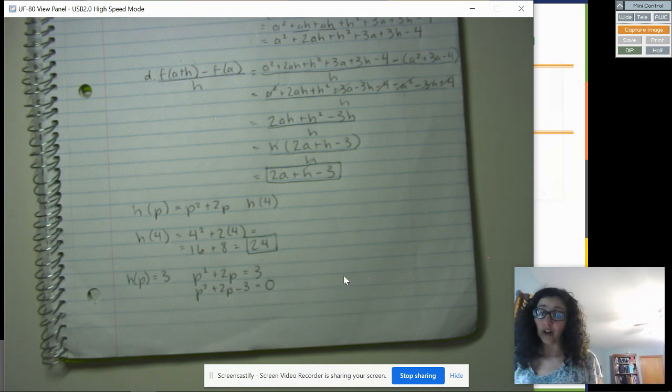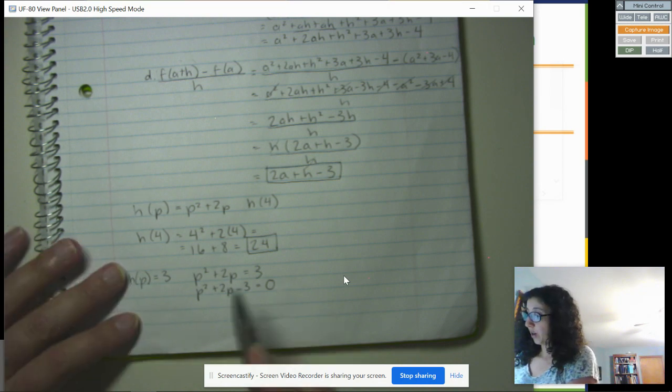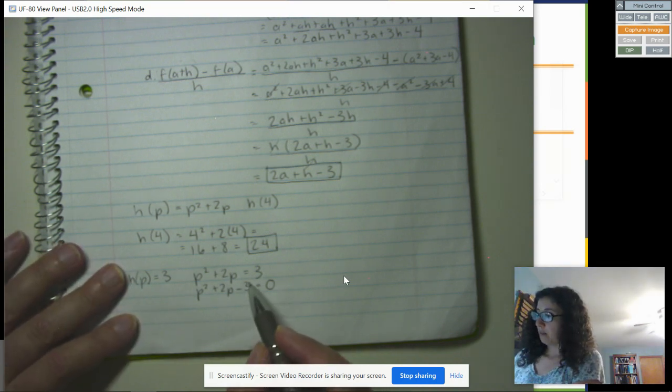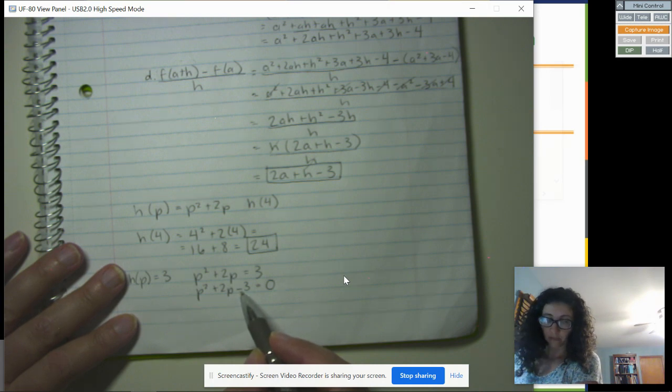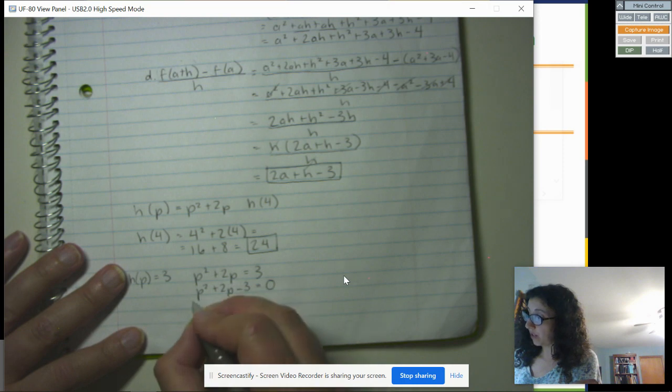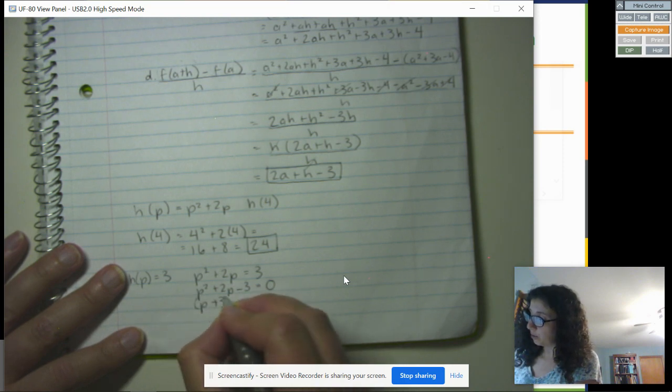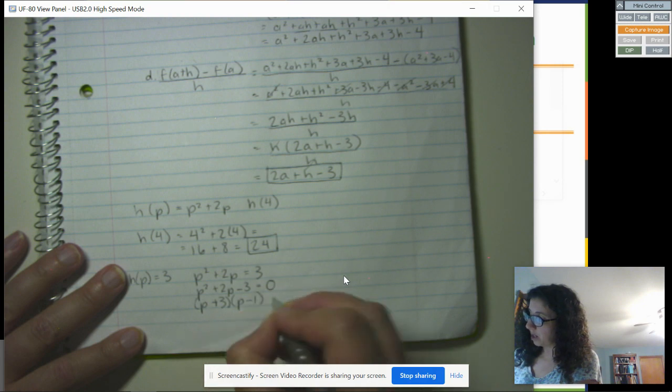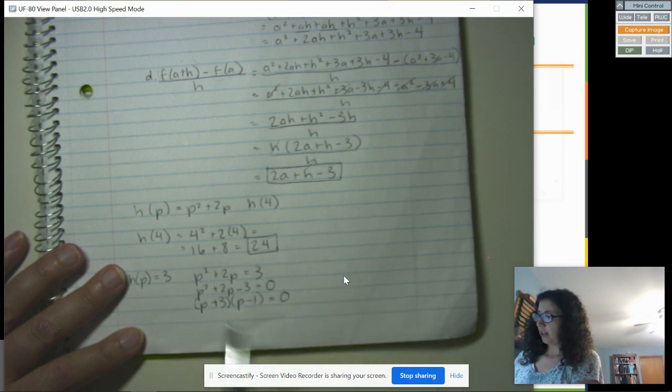For this one, we can factor this, right? We're looking for things that multiply together to be -3 and add together to be 2. Well, -3 doesn't have that many factors. How about 3 and -1? Can we factor this as (p plus 3)(p minus 1) equals 0? Let's see, does that work?